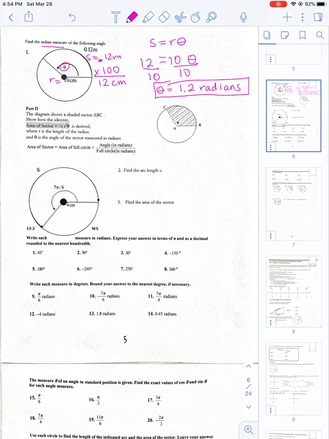And if arc length is a piece of the circumference, we're going to think of the area of sector as a piece of the area of a circle. So you want to think of it as a slice of pizza, a slice of pie. So it would make sense that our formula is derived from the area of a full circle. So down about halfway down the page, I'm going to go ahead and derive the formula. So we know that the area of a full circle is equal to pi r squared.